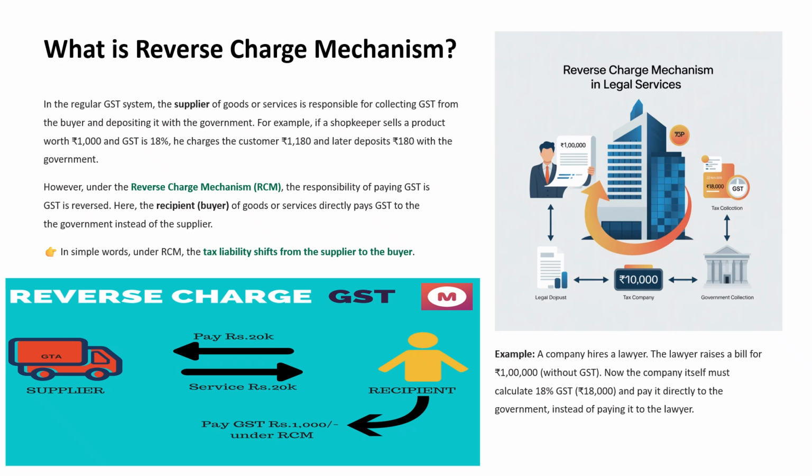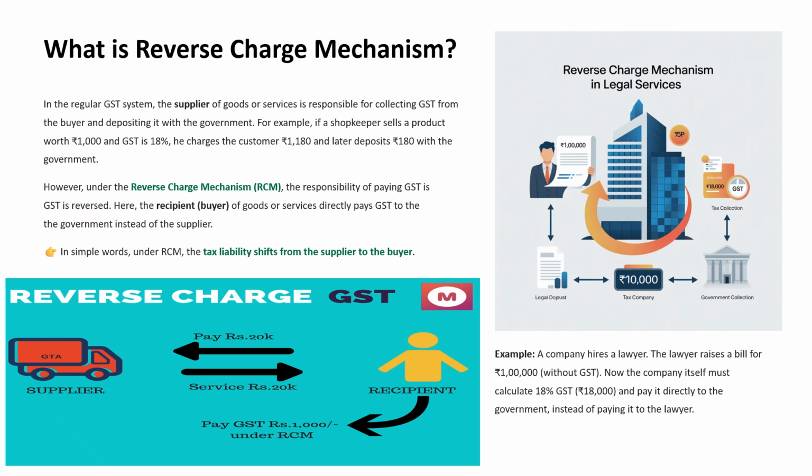Now, the concept of RCM. What is RCM? In the earlier taxation system, whenever the supplier supplied goods, the ultimate liability to pay tax to the government was of the supplier. But here the charge is reversed. Now, instead of the supplier, the recipient becomes liable to pay GST to the government.